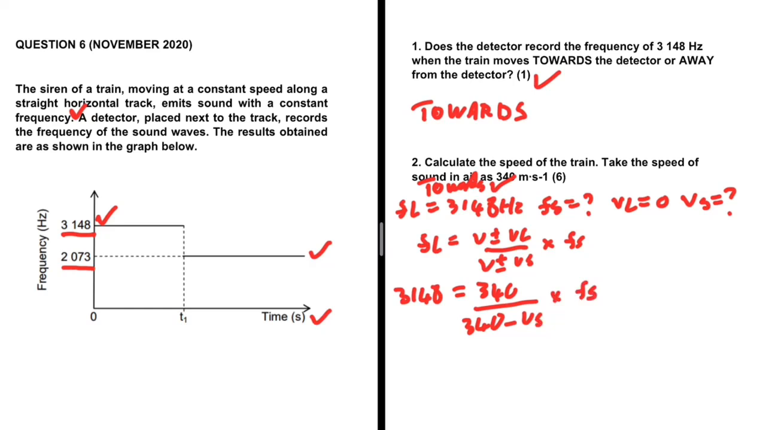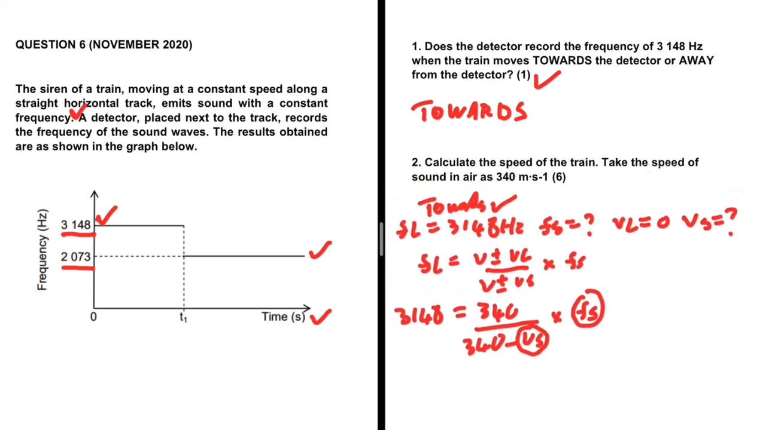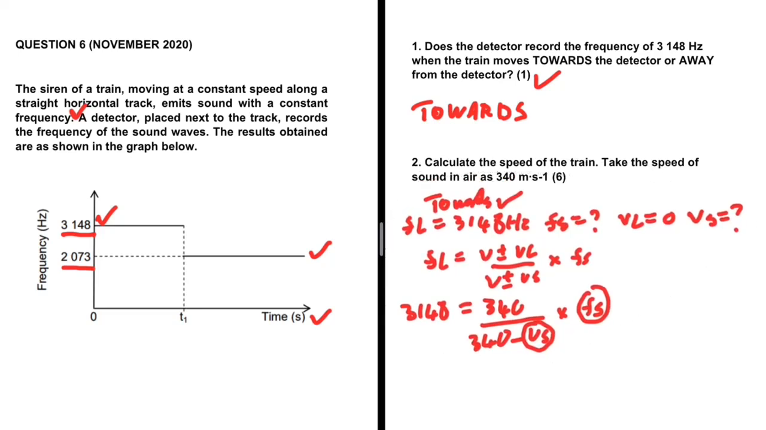As you can see, we have two variables, VS and FS. In a situation like this, you should always remember that you just need one other equation because you have two unknown variables. After you get another equation, it's a matter of solving simultaneously. So this becomes our equation 1.